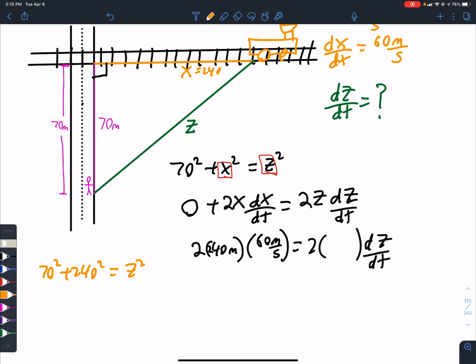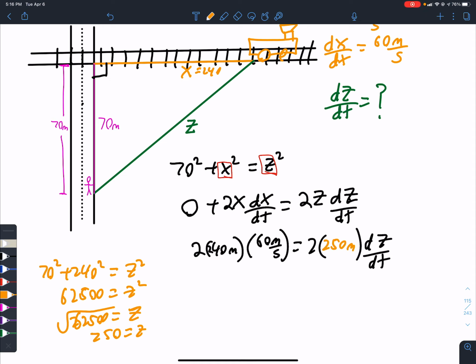I'm going to quickly do that in my calculator for us. 70 squared plus 240 squared. That's going to be 62,500. So z is going to be the square root of that. And it comes out to be 250. How nice. So I'm going to put 250 meters here.